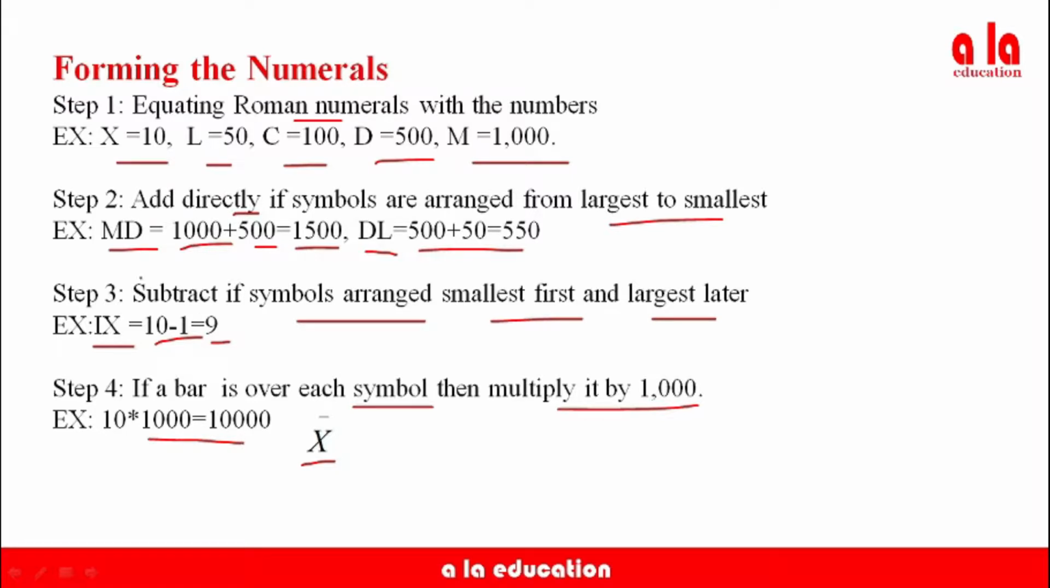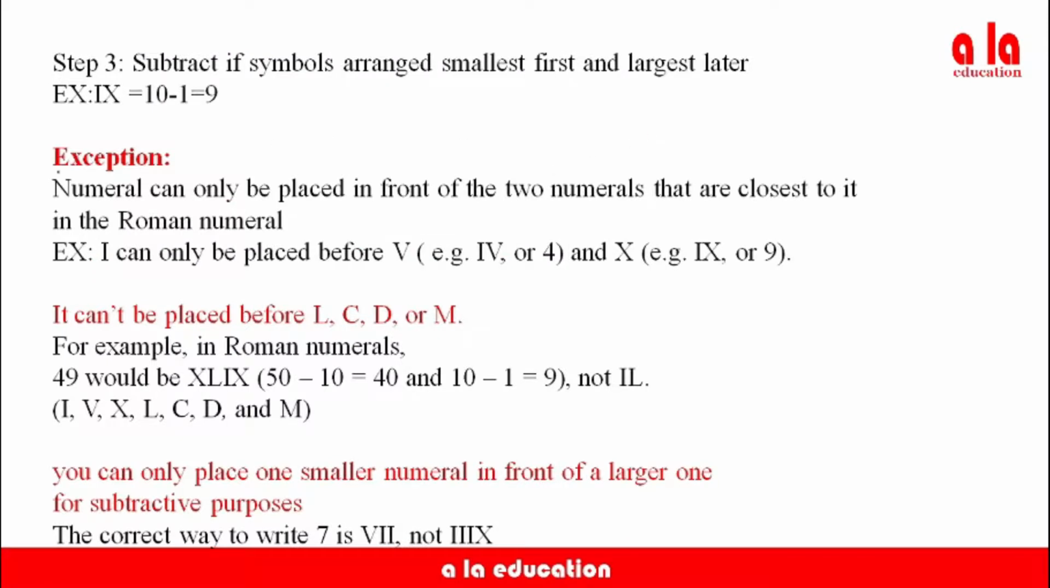And we have an exception for step 3. Let us discuss that exception. Subtract if symbols are arranged with the smallest first and the largest later. It is the general rule. We'll see where it is applicable and where it is not applicable.